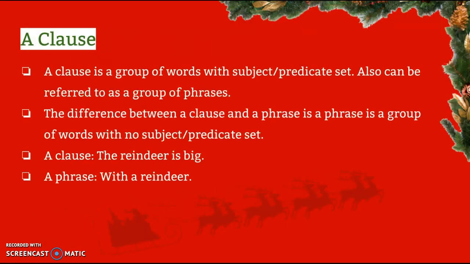A clause is a group of words with a subject-predicate set and can also be referred to as a group of phrases. The difference between a clause and a phrase is that a phrase is a group of words with no subject-predicate set. So in our two examples, you can see the clause has a subject-predicate set, reindeer is, while the phrase lacks a subject-predicate set.